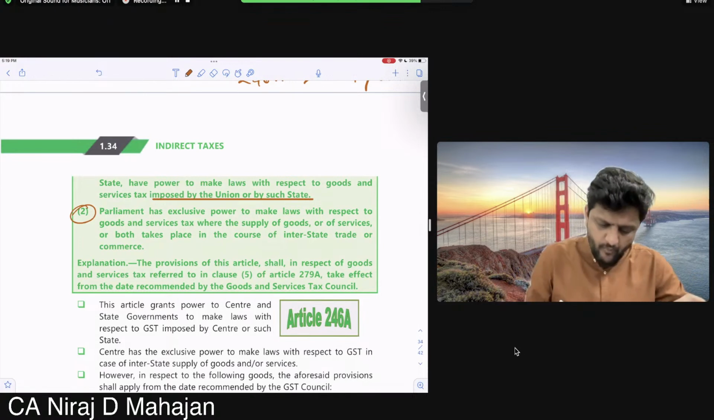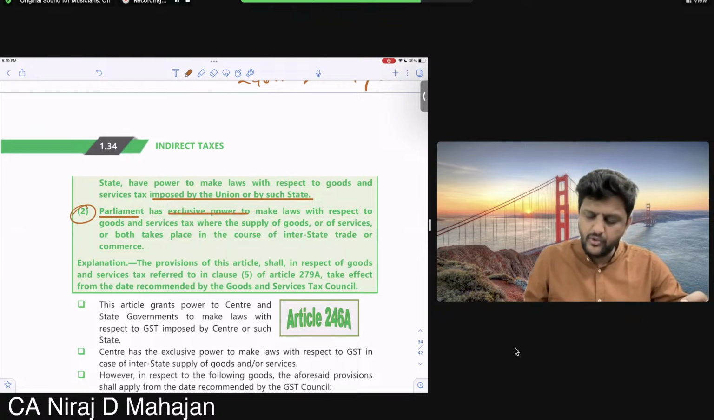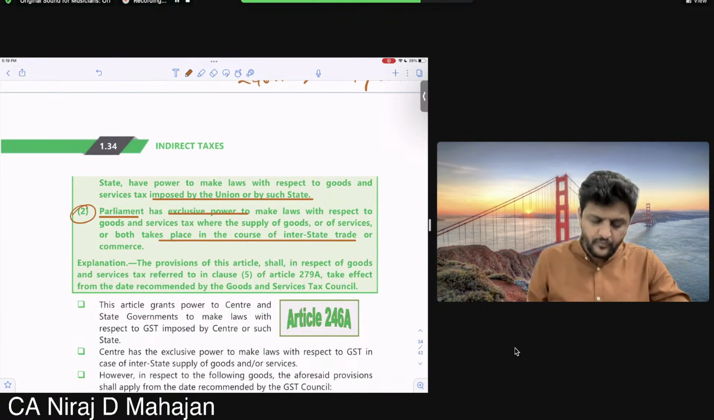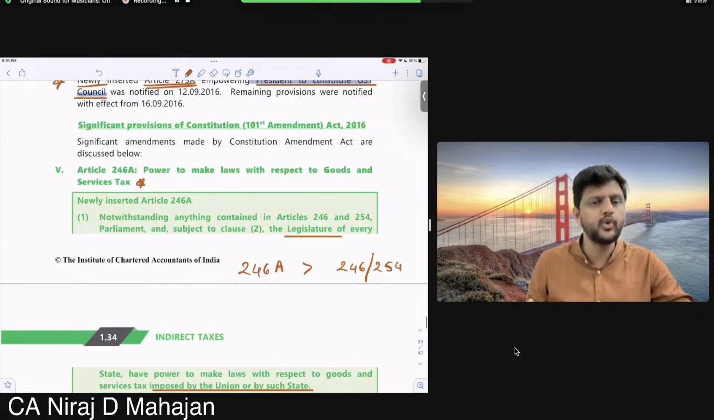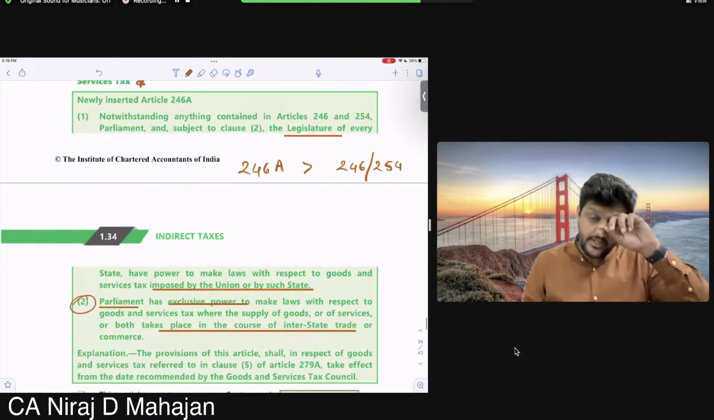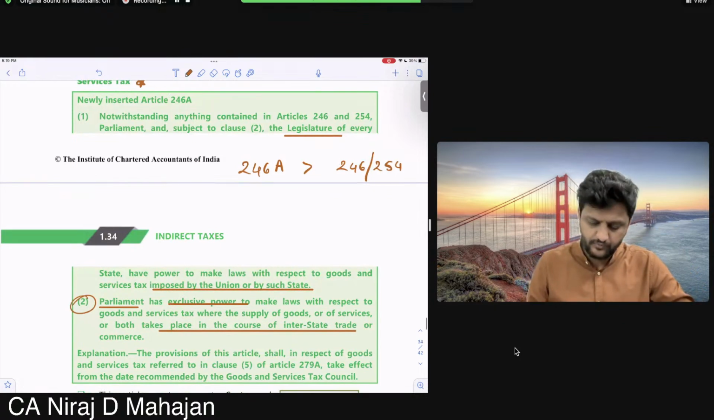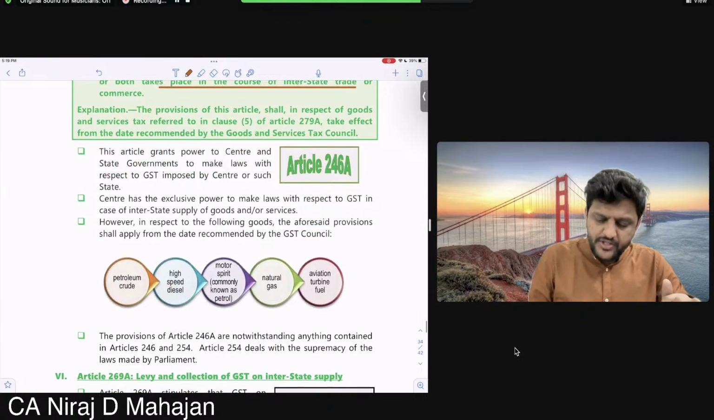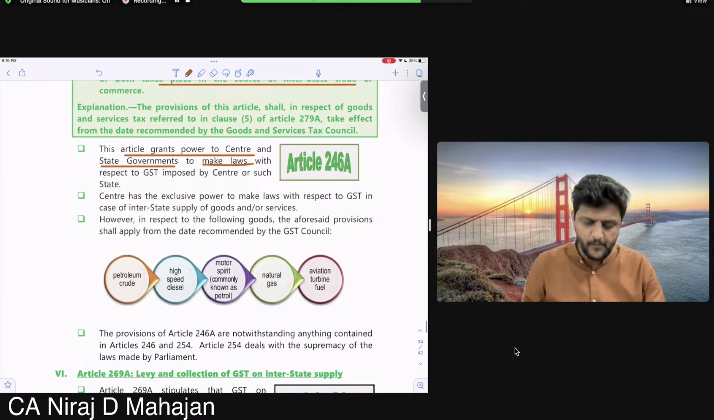Parliament, bachcho, means the Central Government, has exclusive power to make laws with respect to goods and service tax where supply of goods and or services or both takes place in the course of interstate, IGST, or commerce. Fine till here. So the power came through 246A, that the central and state can make their own respective laws relating to GST. This article gives power to central and state to make laws relating to GST.